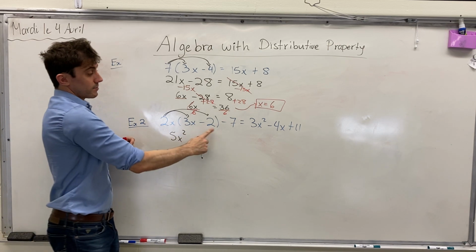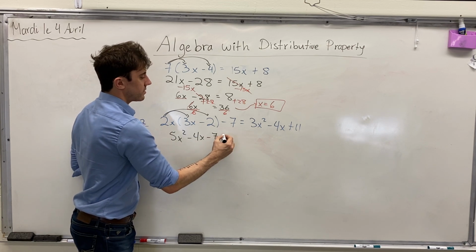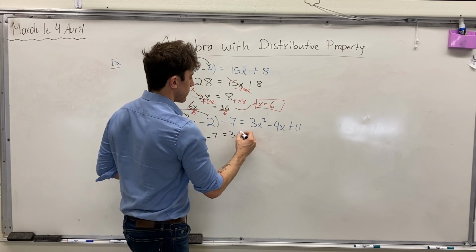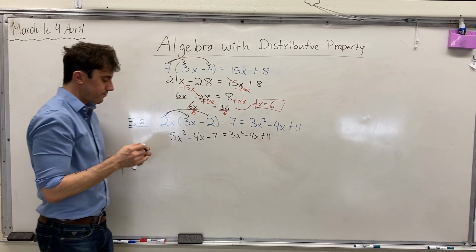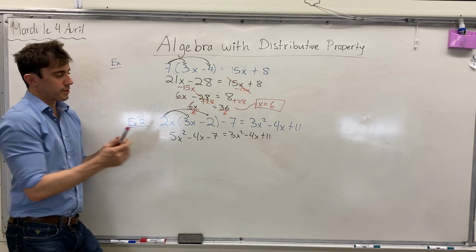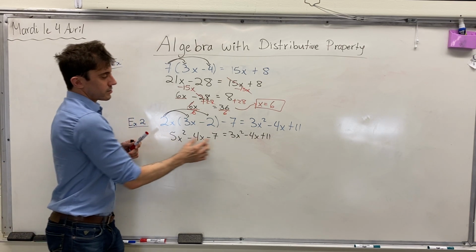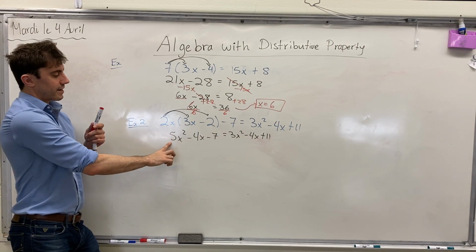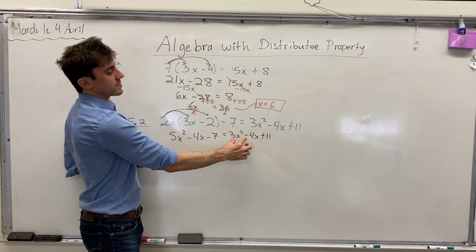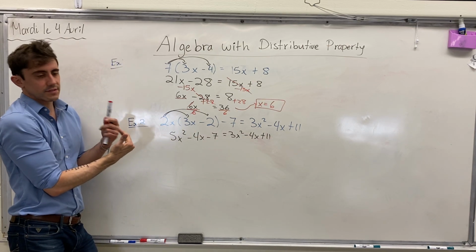Next, 2x times minus 2 brings us negative 4x, and then minus 7 is equal to 3x squared minus 4x plus 11. I'm going to work with the 3x squared terms first. So I like to get the x squared term positive on whichever side I'm going to work with. And since it's greater on the left than it is on the right, I'm going to subtract 3x squared from both sides so that it ends up positive on the left. Okay?